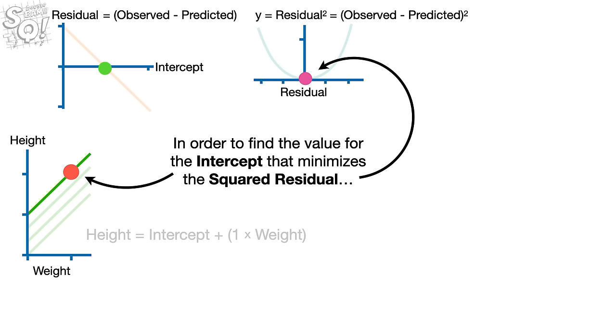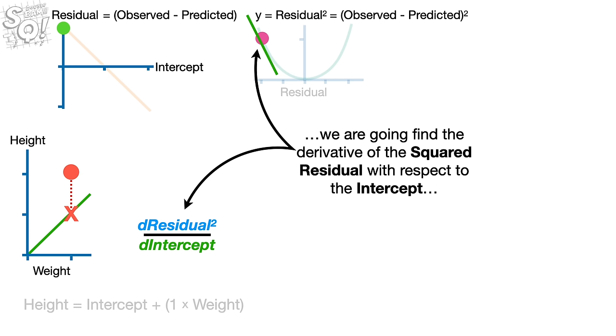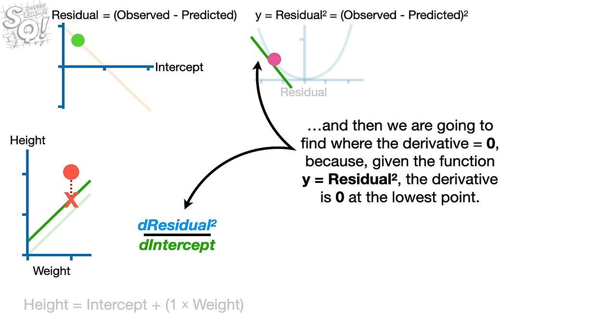In order to find the value for the intercept that minimizes the squared residual, we are going to find the derivative of the squared residual with respect to the intercept. And then we're going to find where the derivative equals 0. Because, given the function y equals the residual squared, the derivative is 0 at the lowest point.